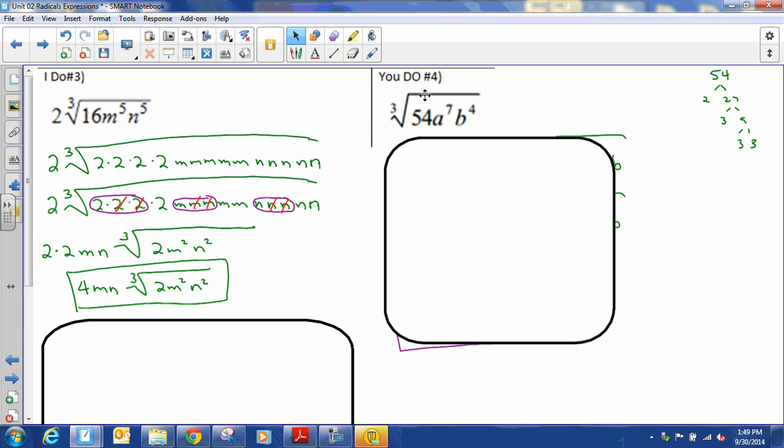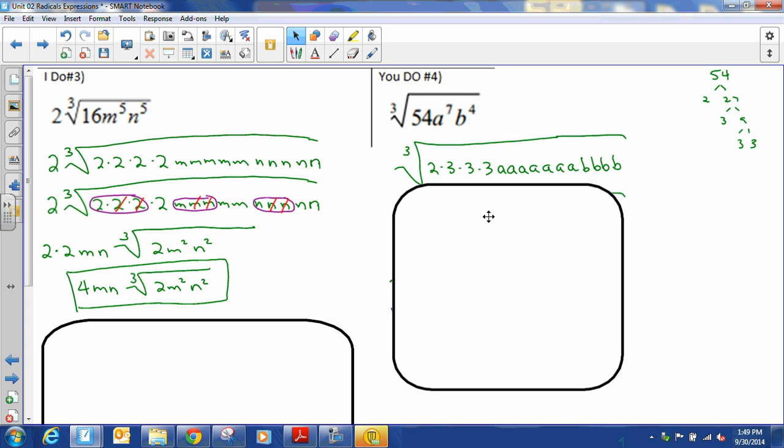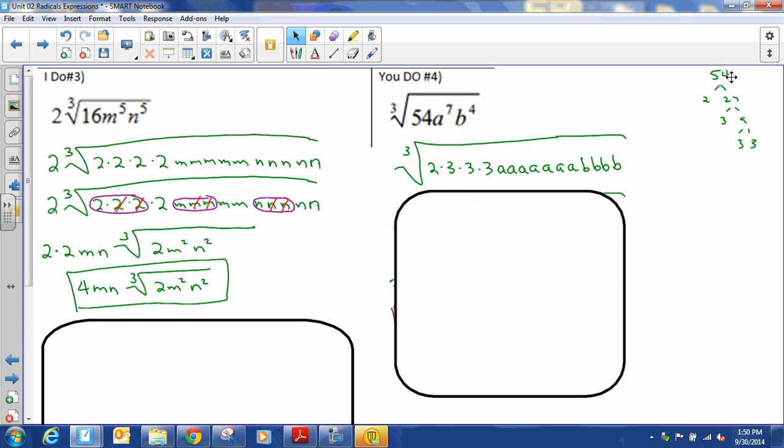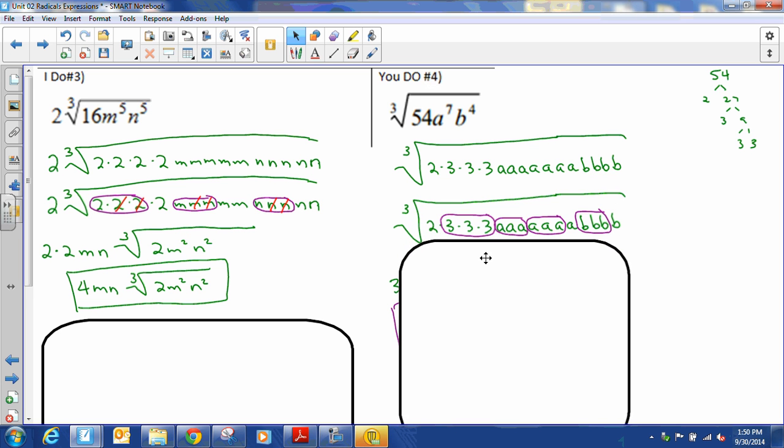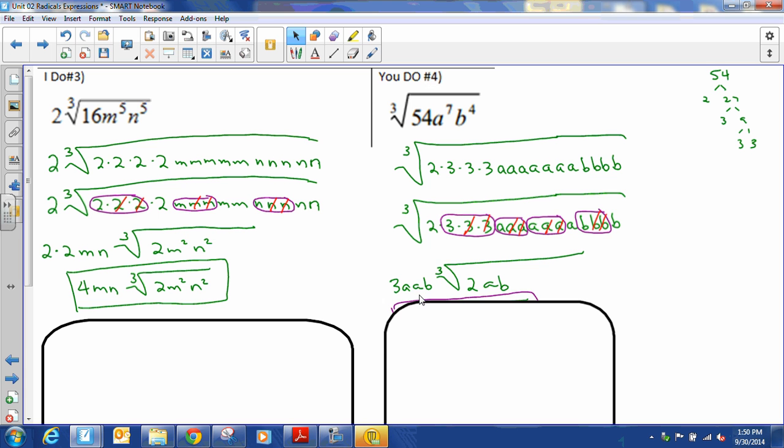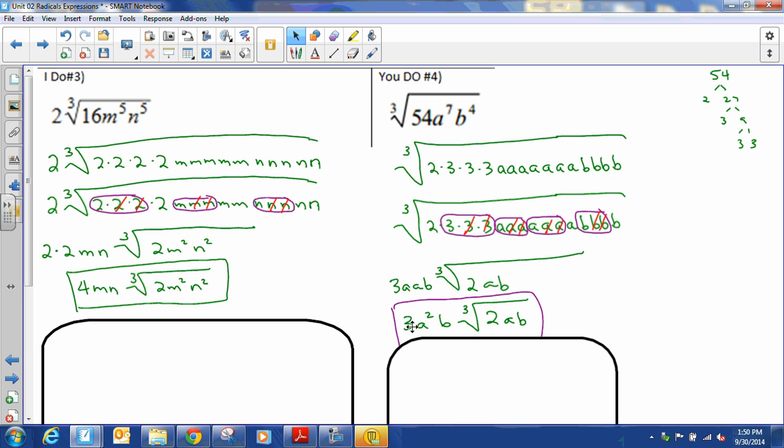So here we have the cube root of 54, a to the 7th, b to the 4th power. We expand it out, right? The prime factorization of 54 is 2 times 3 times 3 times 3. Here's 7 a's, 4 b's, and we need to group these into trios again. Once again, of the trios, 2 get shot, and only the first one makes it out. So that leaves us with 3 times a times a times b, cube root of 2ab, and this multiplies out to get 3a squared b, cube root of 2ab.